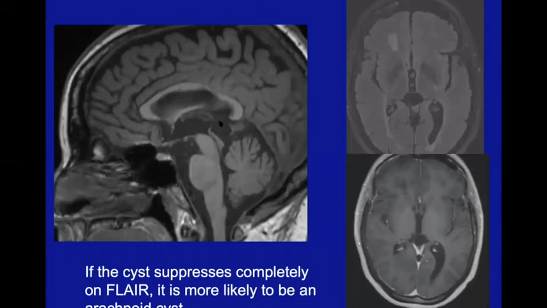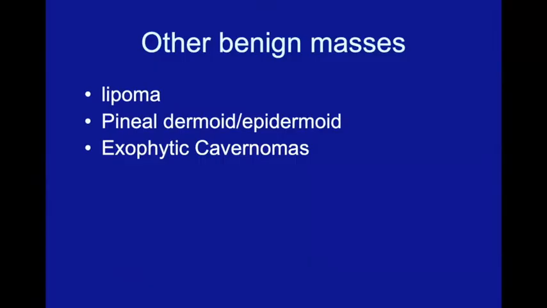So if the cyst completely suppresses on FLAIR, so here again, looks like a pineal cyst, completely suppresses on FLAIR imaging, no rim enhancement, this is actually more likely to be an arachnoid cyst than a pineal cyst. Kind of a fine distinction. It doesn't really matter to the patient. They're both benign, but kind of a subtlety that I think you should be aware of. So again, probably an arachnoid cyst, not a pineal cyst.